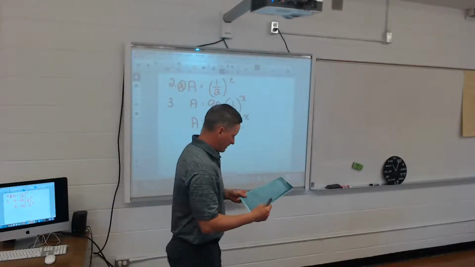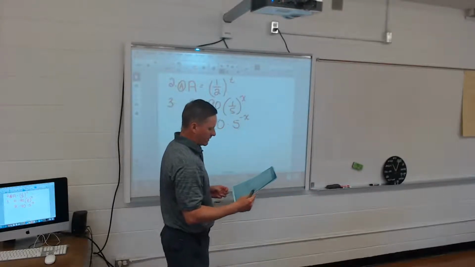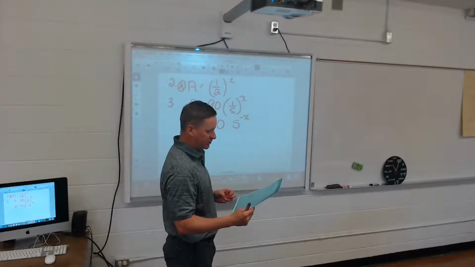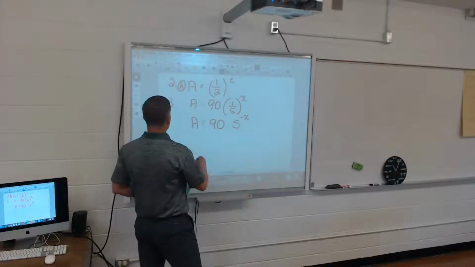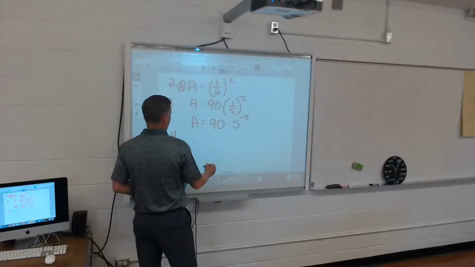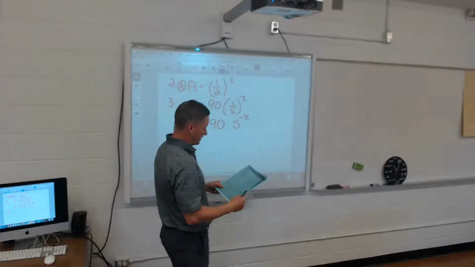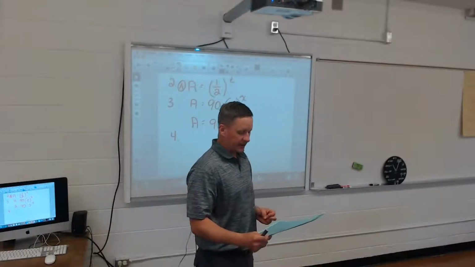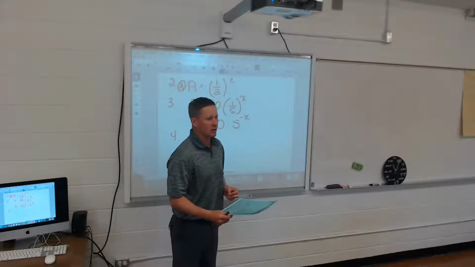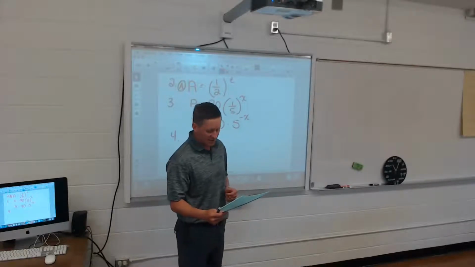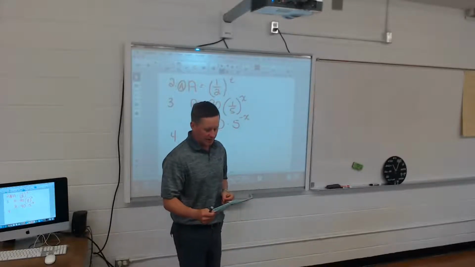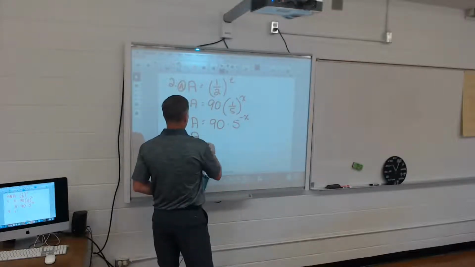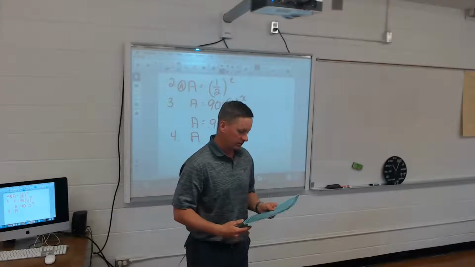Number 4, for the exponential function y equals 100(1/9)^x, which of the following statements is not true? Because it's a fraction, it's no longer an increasing function, it's a decreasing function, because as x gets larger, your y gets smaller. So which one is not true? A is not true.